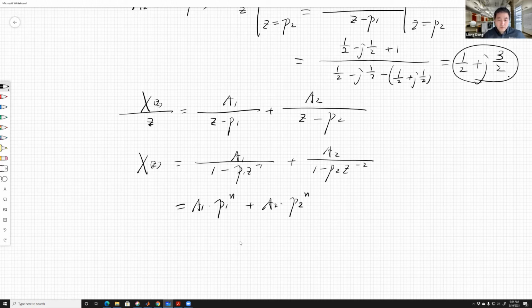And of course, if you are dealing with a causal signal, and then we have this unit here. So it's very simple. That's the inverse Z transform. And we have all these A's and the P's ready with numbers. Okay, so that's the example for a partial fraction expansion.